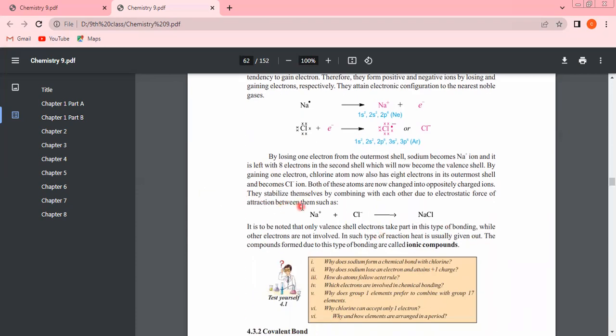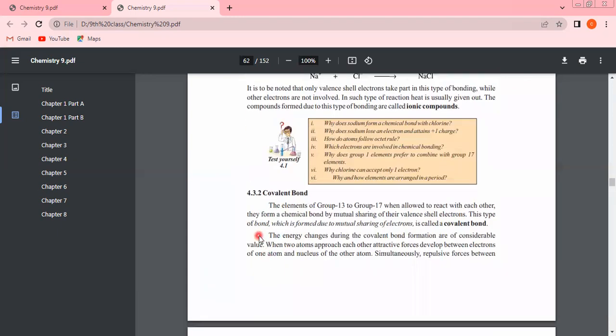They stabilize themselves by combining with each other due to electrostatic force of attraction between them. It is to be noted that only valence shell electrons take part in this type of bonding, while other electrons are not involved in such type of reaction. Heat is usually given out. The compounds formed due to this type of bonding are called ionic compounds.